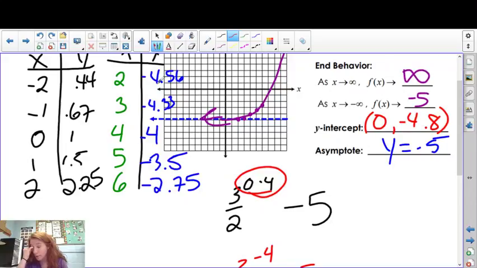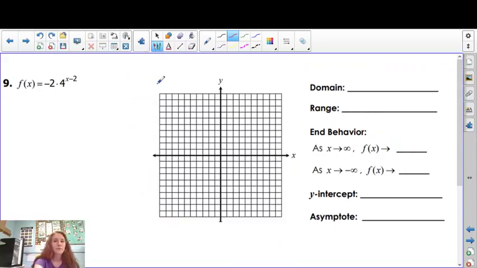Whew, I could not imagine trying to graph that one. That's really tough.